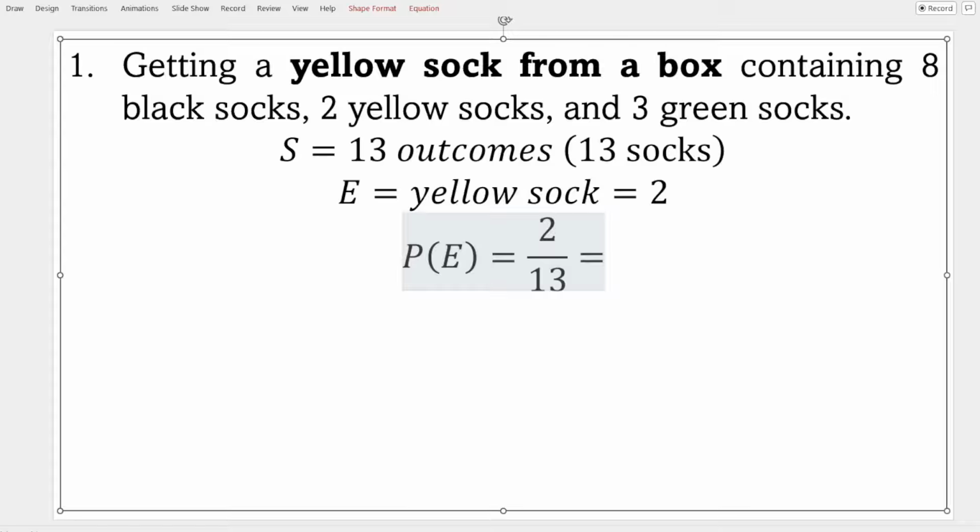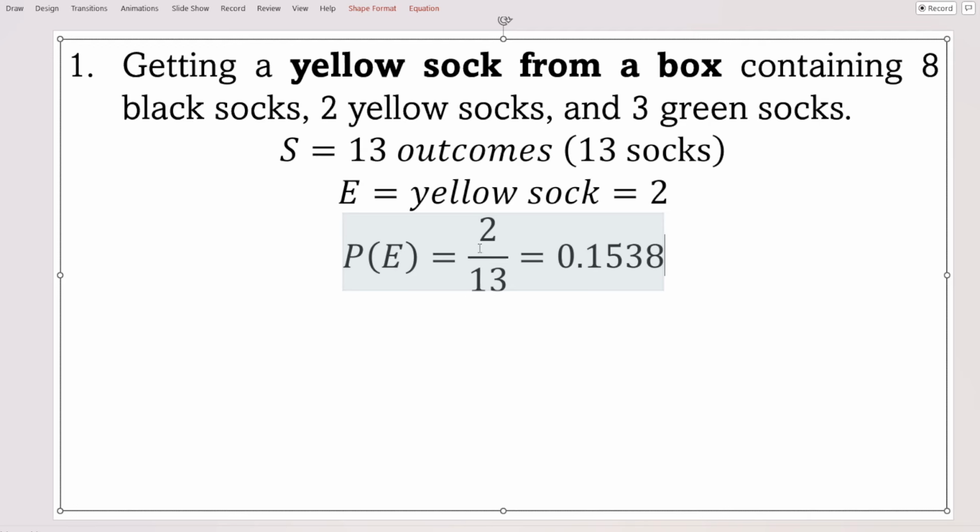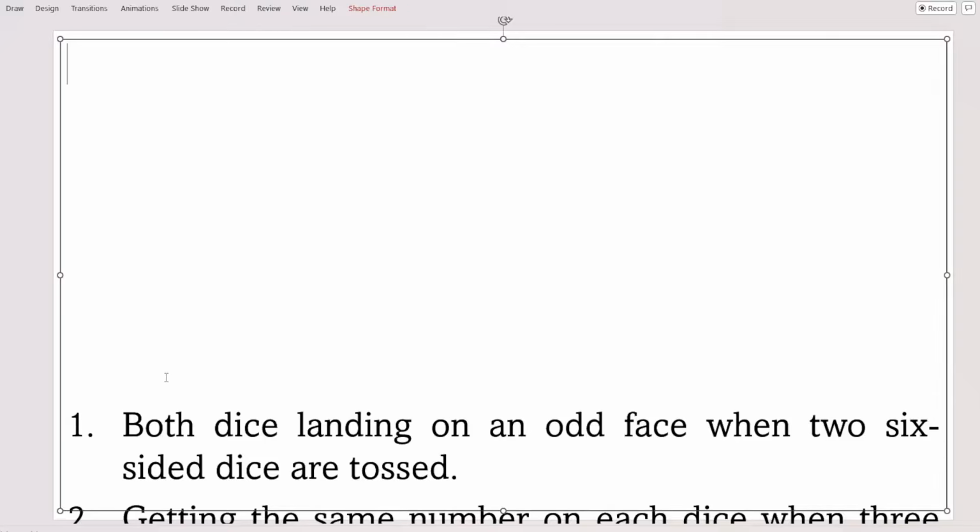My apologies if I'm going to use Desmos here. So let me just get my calculator. 2 over 13 in decimal. That is 0.1538. So this is the answer to problem number 2. 2 out of 13 because 2 yellow socks out of the 13 possible socks, or in decimal 0.1538. So let's move on to number 3.